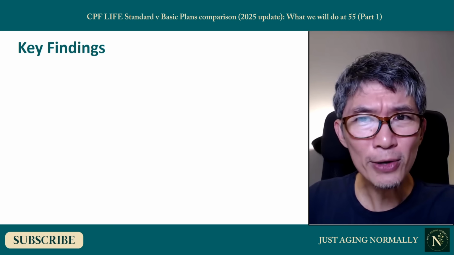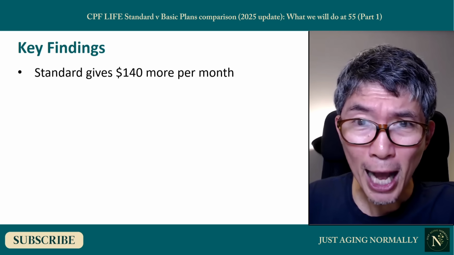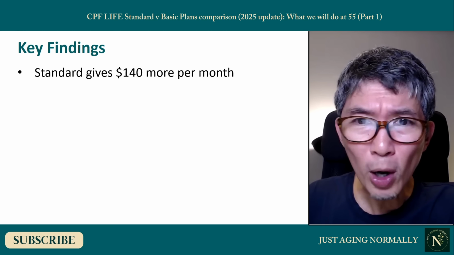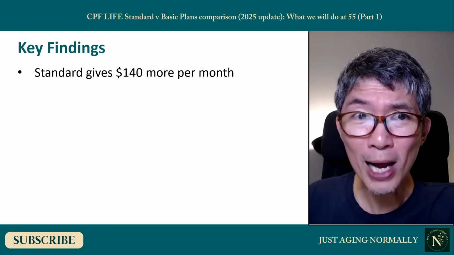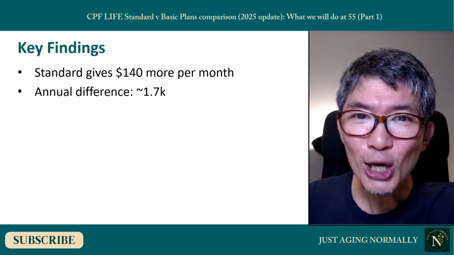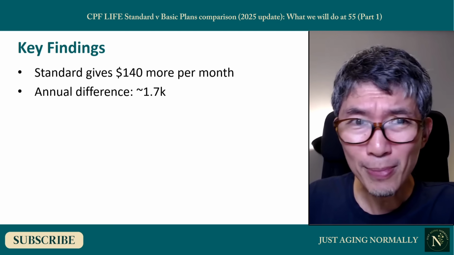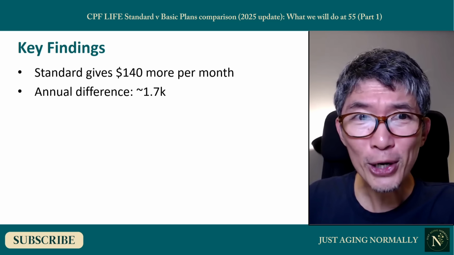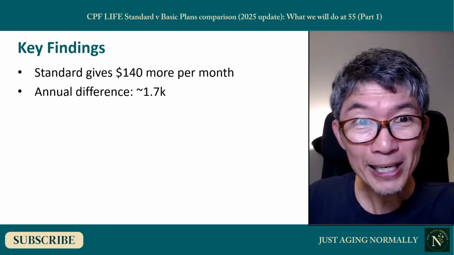The monthly payout difference between the two plans is 140. It will snowball to a yearly difference of 1,680. So those on the standard plan will get about 1.7k more than those on the basic plan per year.